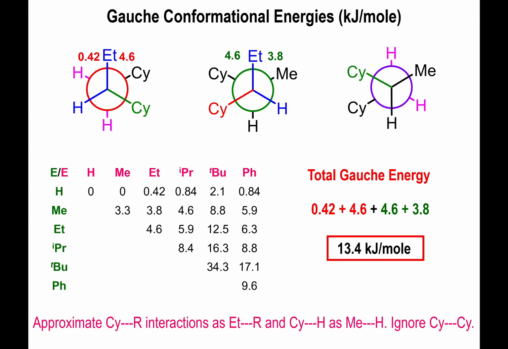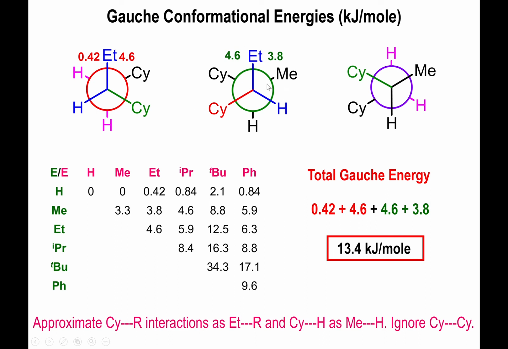All right, let's take a look at the gauche energies that we're dealing with. We have hydrogen on ethyl, which is worth 0.42. We have ethyl on ethyl, which is worth 4.6. Cyclohexane to cyclohexane is ignored. Hydrogen to cyclohexane is ignored. Hydrogen on hydrogen is basically zero, so that's ignored technically speaking.